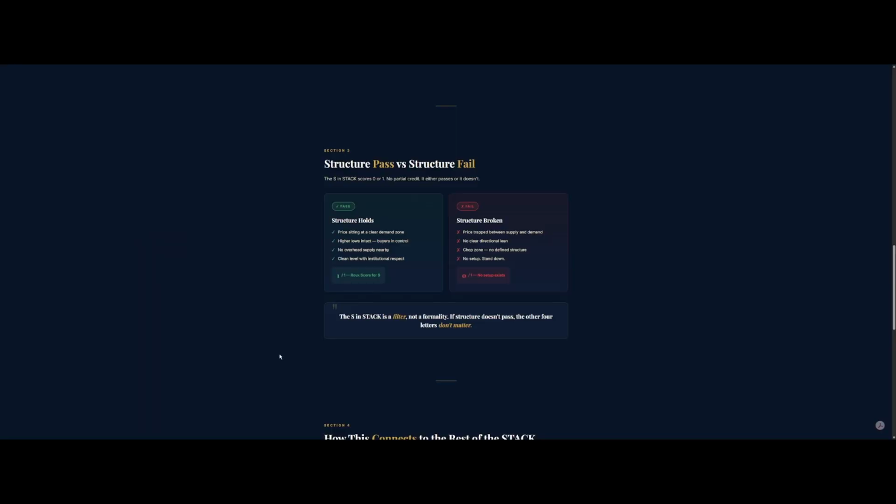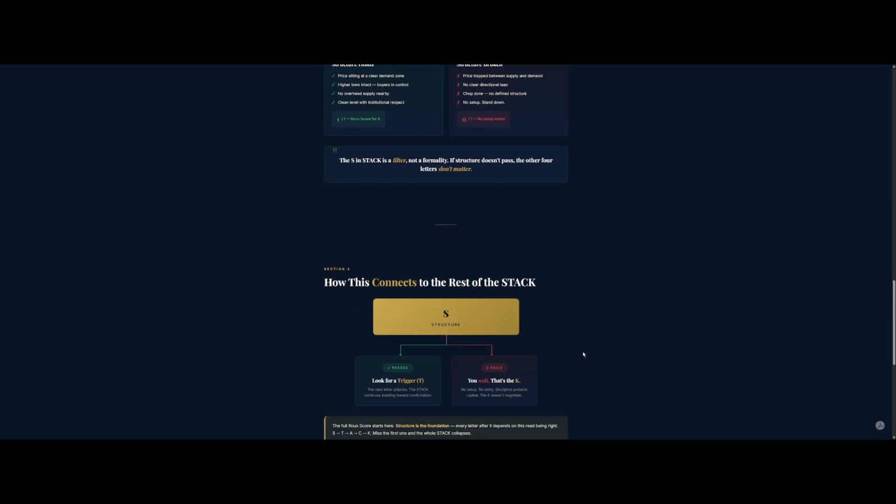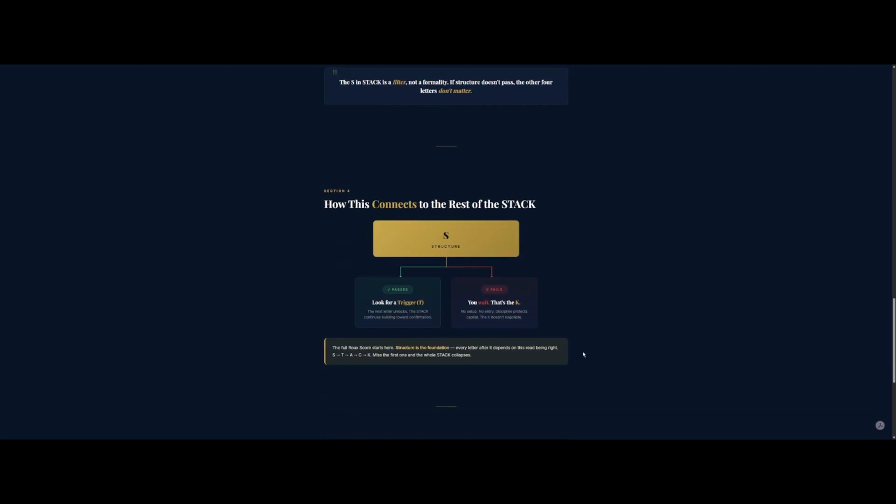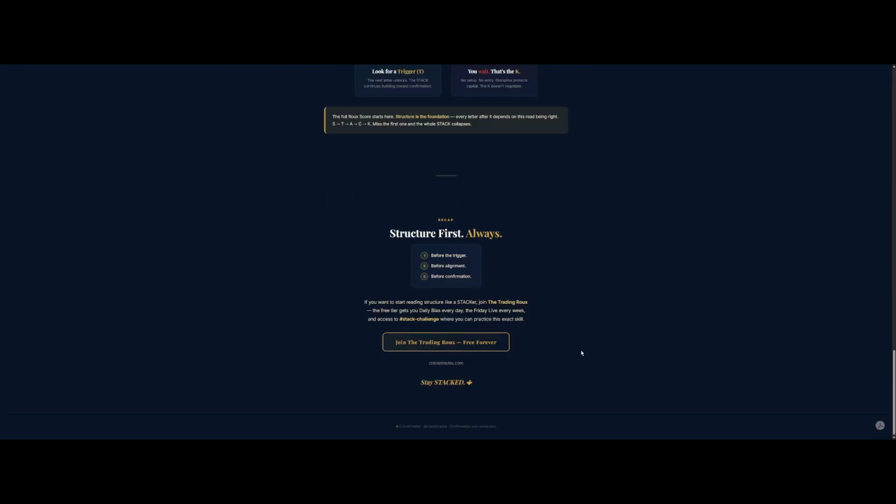The S in STACK is a filter, not a formality. If structure doesn't pass, the other four letters do not matter. This is how it connects to the rest of the stack. If it passes, you look for a trigger. If it fails, you wait. That's the K, which is keep discipline. The full ROOT score starts here. Structure is the foundation. Every letter after that depends on this being read right. All right, just to recap, structure first, always. Before the trigger, before alignment, and certainly before confirmation.